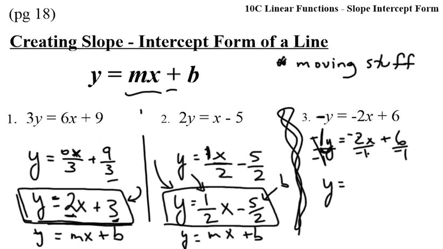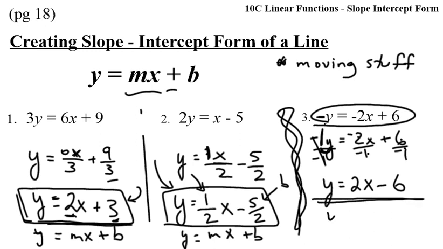-2 divided by -1 is +2 with the x. 6 divided by -1 is -6. Initial form, y is not isolated, but now it is. So I know my slope is 2, and my y-intercept, b, is -6. y equals mx plus b, so our b is -6. Having it in the correct form is essential.